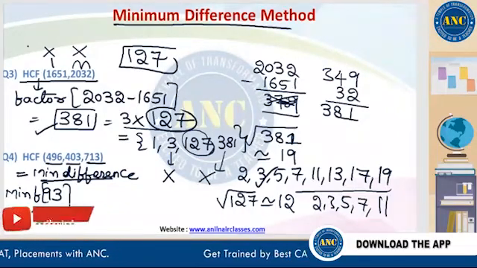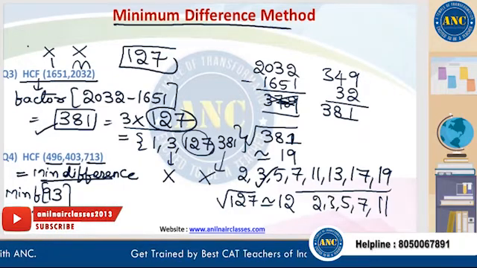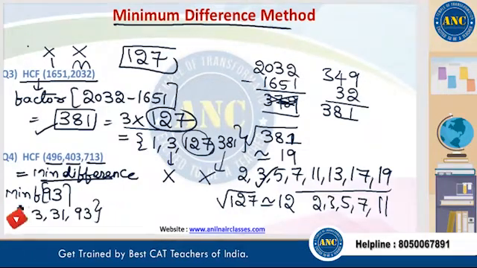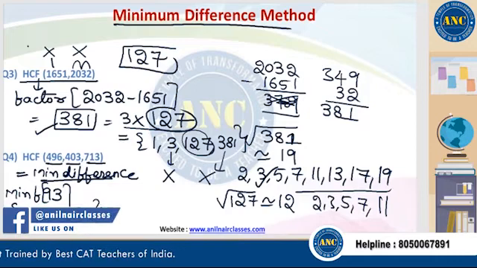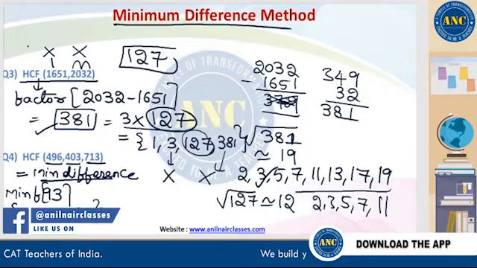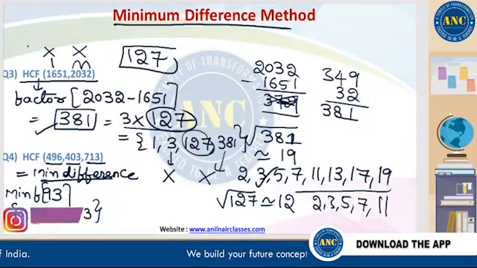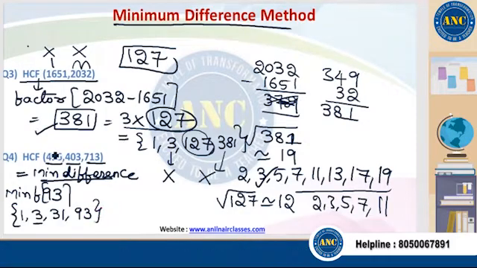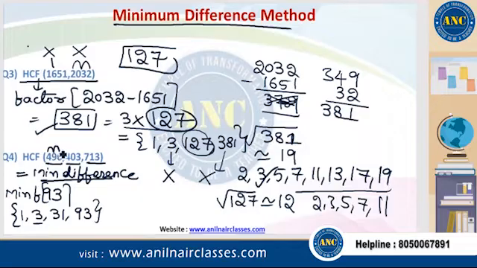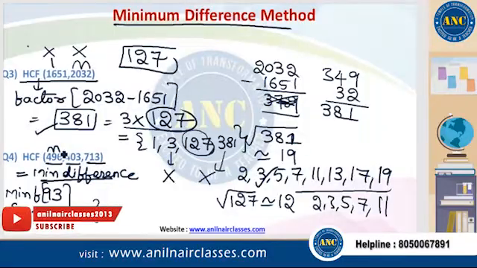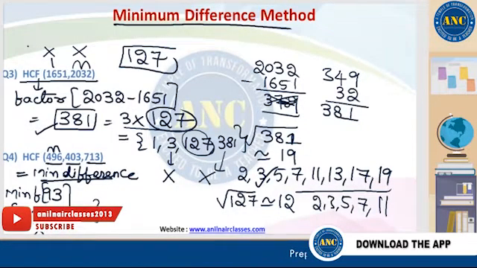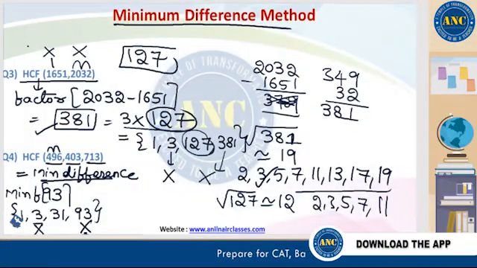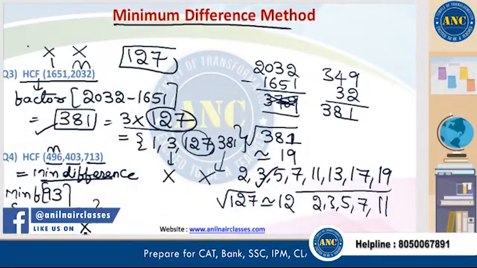Factors of 93 are nothing but 1, 3, 31, 93. Now if you observe, if the option is 3, all three numbers should be divisible by 3. 4 plus 9 is 13, 13 plus 6 is 19. 19 is not divisible by 3. If it is not divisible by 3, it cannot be divisible by 93.